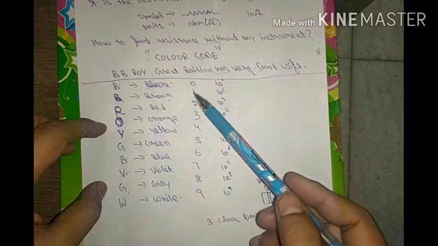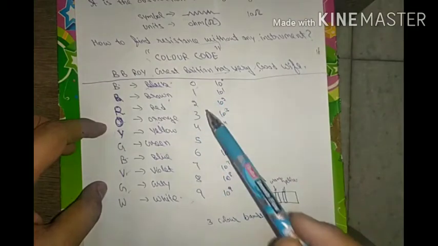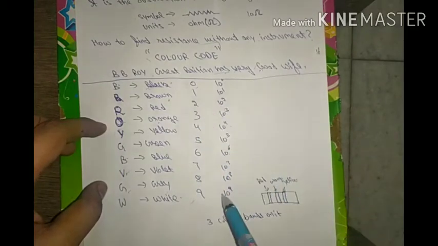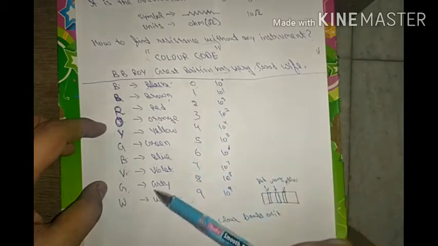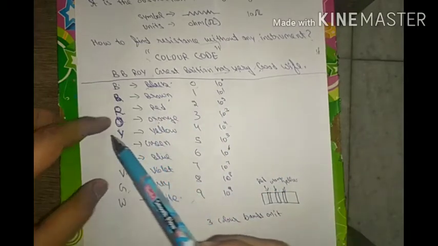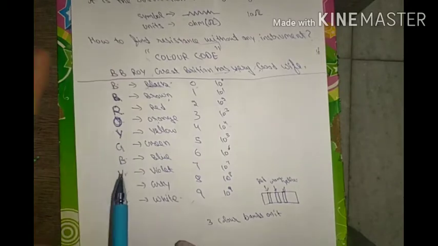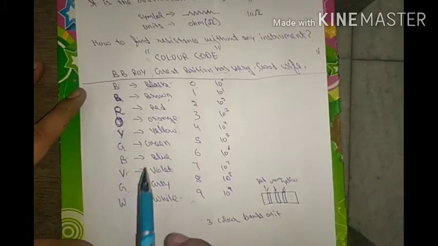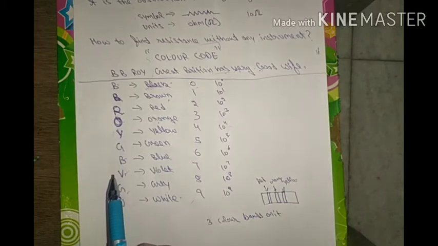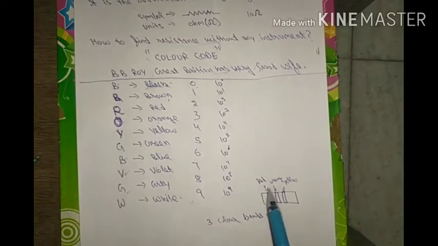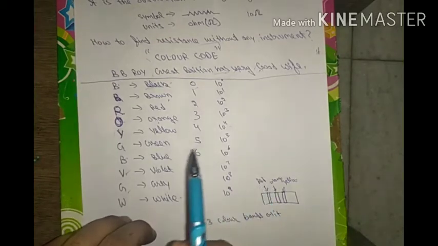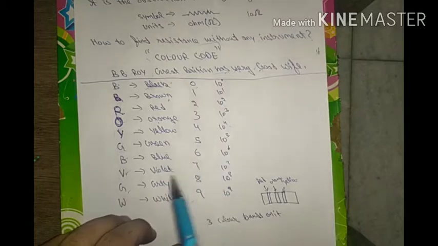And then we give numbering starting from 0 to 9, and then 10 to the power 0 to 10 to the power 9. So this is the color code. This is a very simple color code, and you can find the resistance of any resistor with this simple color code. So students, let us see how to find the resistance of a resistor with the help of the color code.